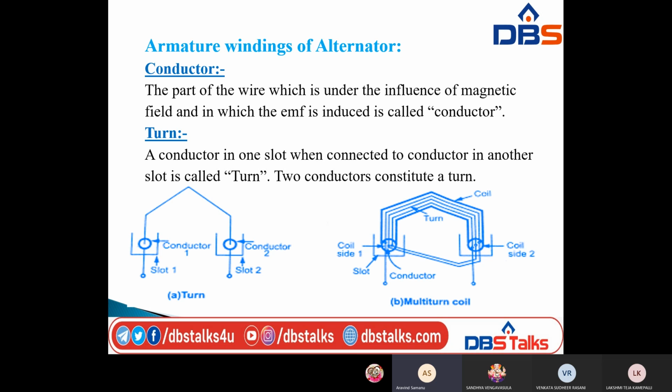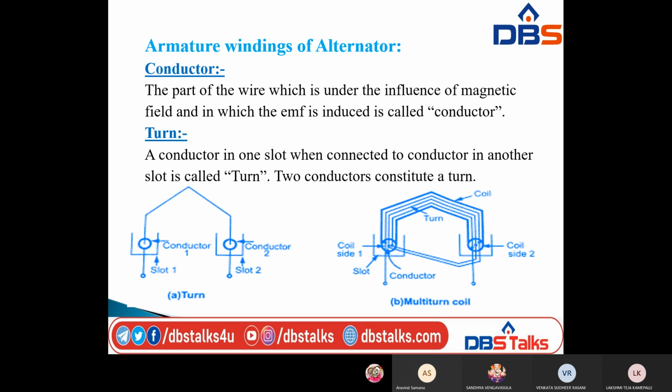So that means a coil consists of many turns. If you observe the second diagram, here the coil consists of many turns. These are the turns. Here the part of the coil in each slot is called a coil side.